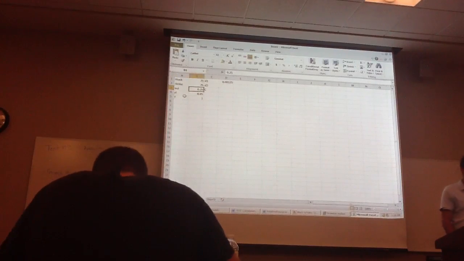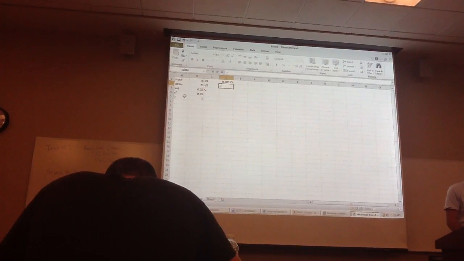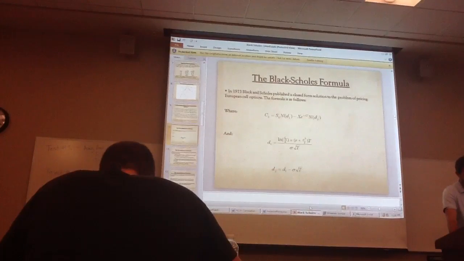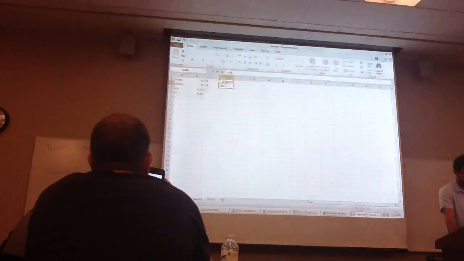And D2 is easy enough to figure out. D2 is equal to D1 minus volatility times the square root of time.